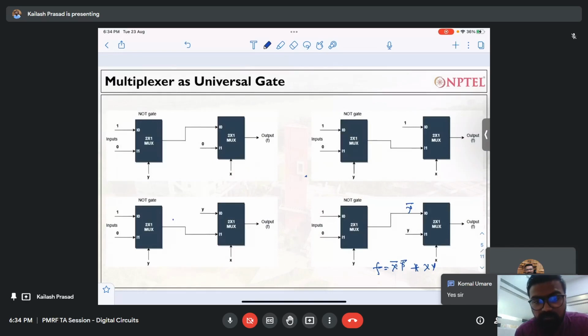Sir, can we implement logic gates using 4x1 mux also? Yes, that is possible. If you can design using 2:1, you can use 4:1. We will see some. I have one question using 4:1 mux, so let's see that. So how can 4:1 be used?